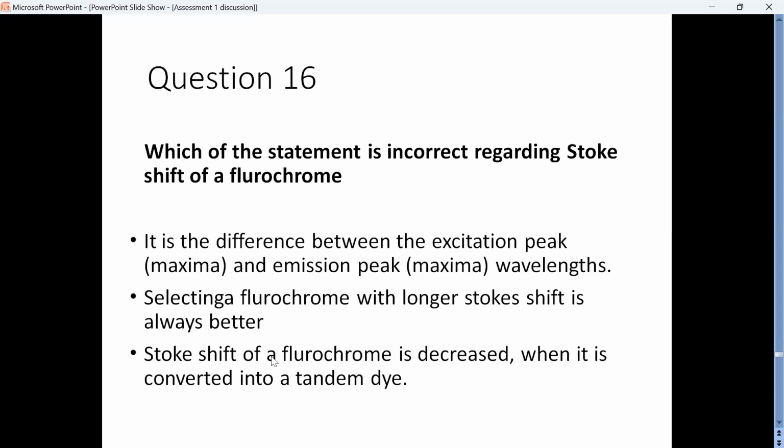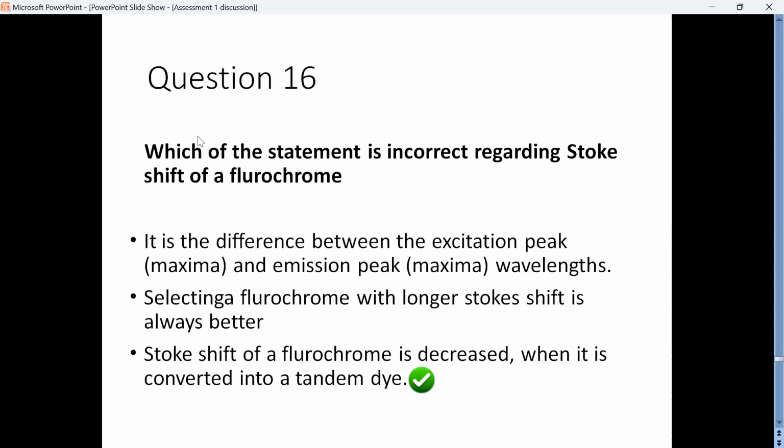Finally, Stokes shift of a fluorochrome is decreased when it is converted to a tandem dye. This is false. When you make a tandem dye, the Stokes shift increases, because you can make a tandem dye only from the donor or parent fluorochrome. When you add a recipient dye, the difference between the excitation and the emission will increase. So the Stokes shift of a fluorochrome is always increased when it is converted to a tandem dye. So this is the right answer. It is not decreased, it is increased. So this is the false statement.